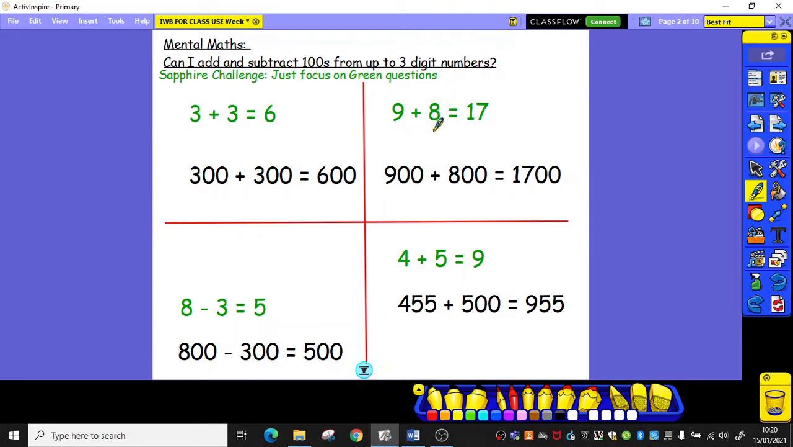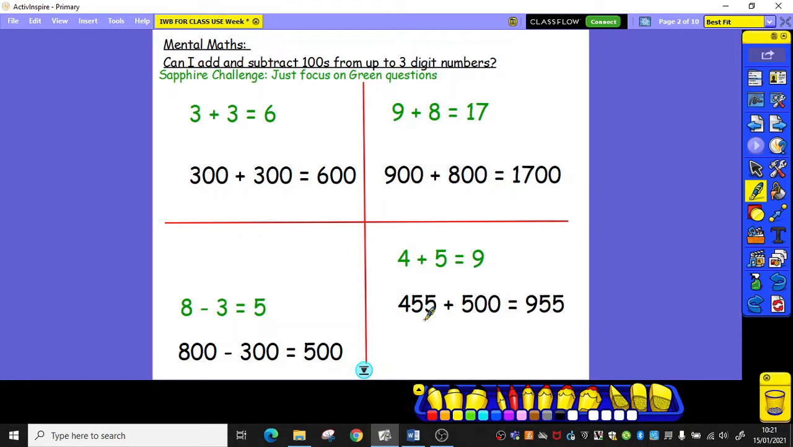There are various strategies for solving 9 add 8. I could double 9, which gives me 18, then take one off. I could double 8, which gives me 16, and then add one on. I could even do 10 add 8, which gives me 18, and subtract 1. Whichever strategy I use, once I know 9 add 8 is 17, I can apply that to 9 lots of 100 add 8 lots of 100, which is 17 lots of 100, or 1,700.